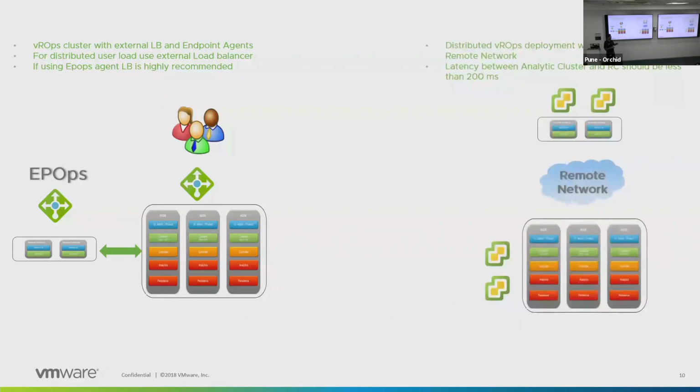This is again a similar kind of deployment, but now I have a remote office. Maybe it's in Mumbai, Pune, right? And I have very good WAN connectivity, within 200 milliseconds latency. That's when I can do this. I can connect my remote network or a WAN network to my analytics nodes, and there is a collector group, and I configure endpoints there.